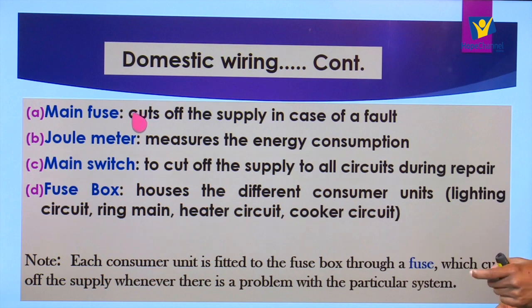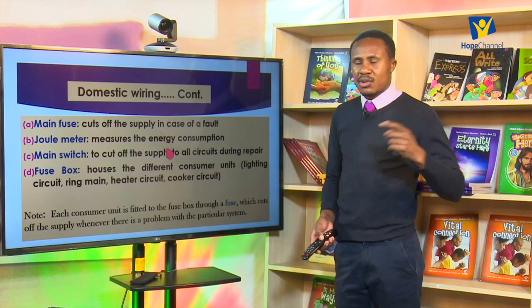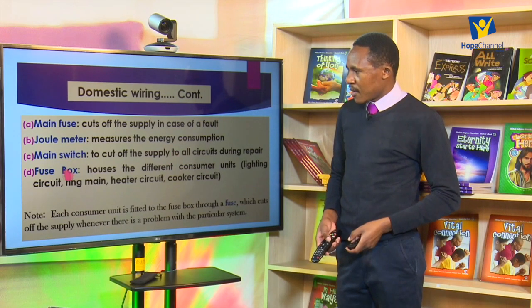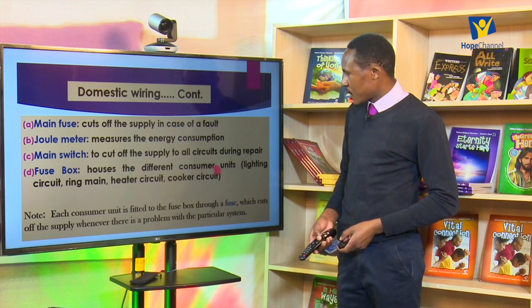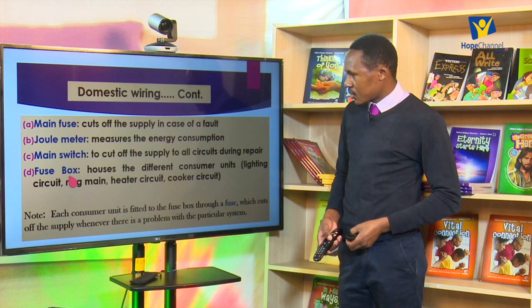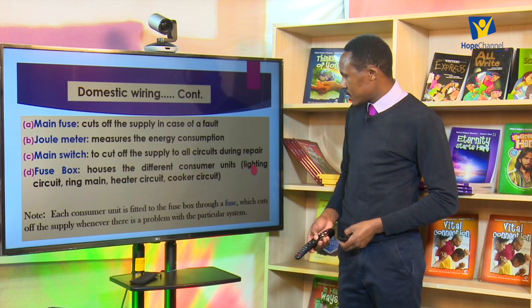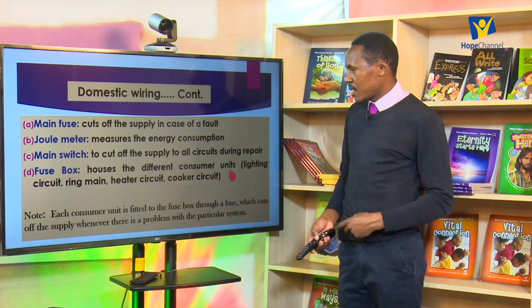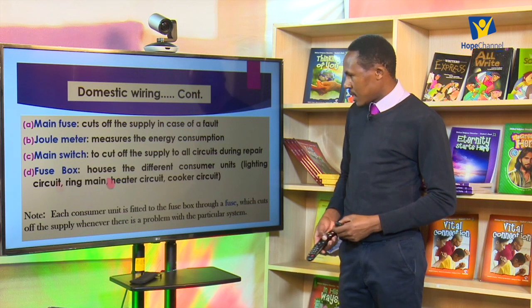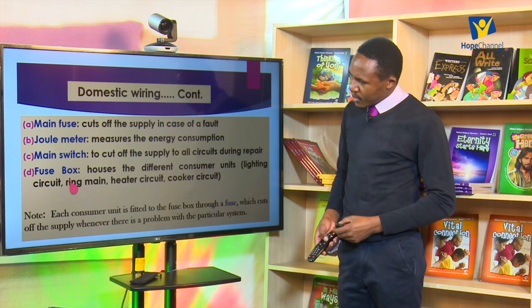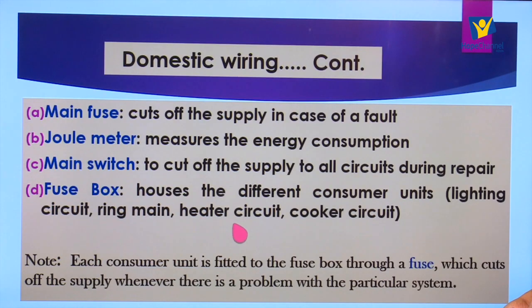The fuse cuts off the supply when there is a problem or a fault. The main switch cuts off the supply when we want to do a repair, when you are the one deciding to switch off. And then we have a consumer box or the fuse box. This one houses the different consumer units. That is the purpose of the consumer fuse box. It is to house the different consumer units. The different units or circuits you can have in the house include the lighting circuit. We have the ring main circuit, the heater circuit, the cooker circuit, and there could be other circuits.